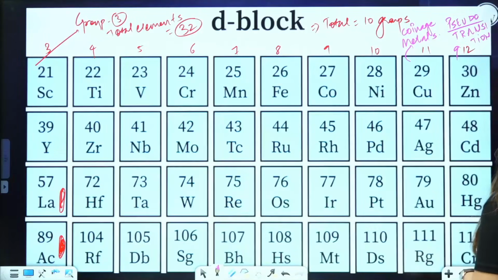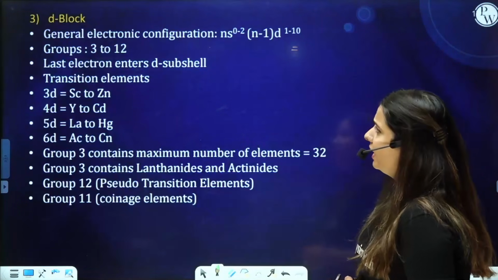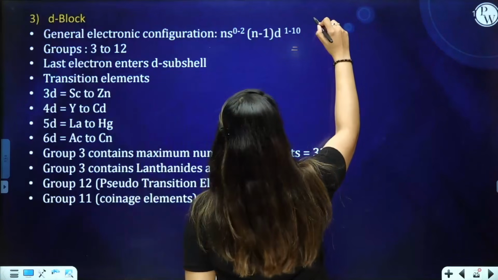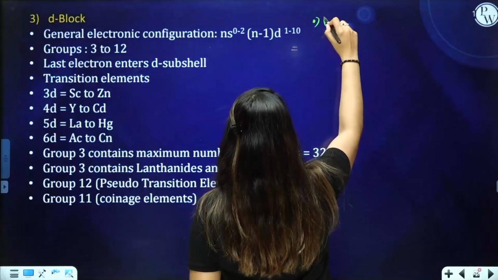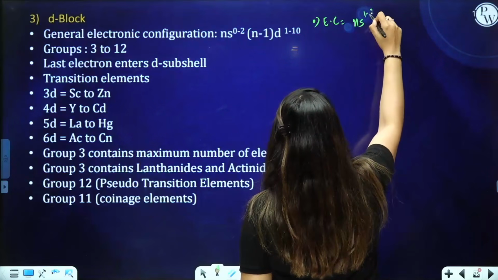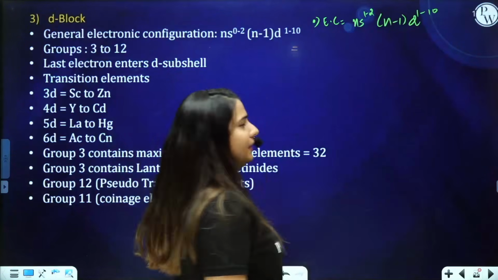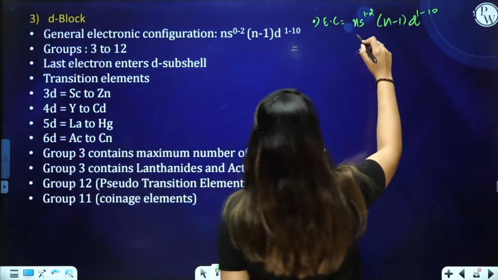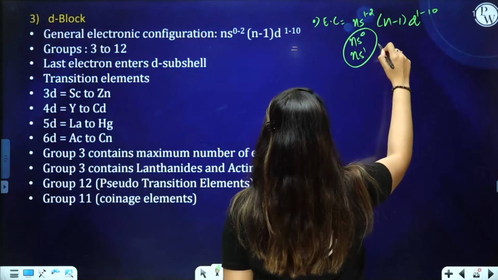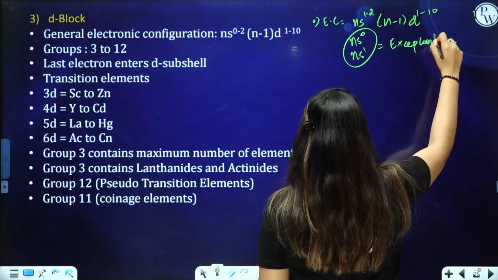So let's move forward to the properties of the d block elements. General electronic configuration is ns 0 to 2, (n-1)d 1 to 10. If I write the electronic configuration, I should write ns 1 to 2, (n-1)d 1 to 10. This should be the correct electronic configuration. But if you have ns as 0 and if you have ns as 1, these two electronic configurations are considered as exceptional.